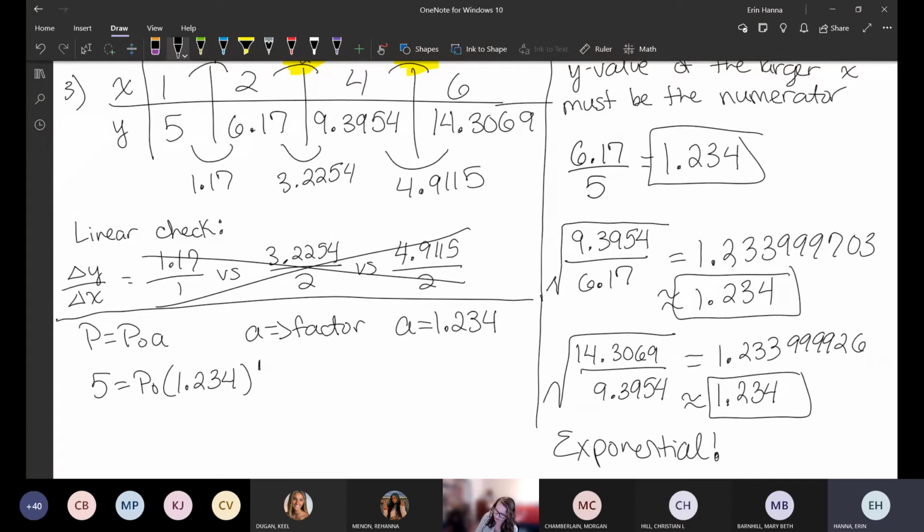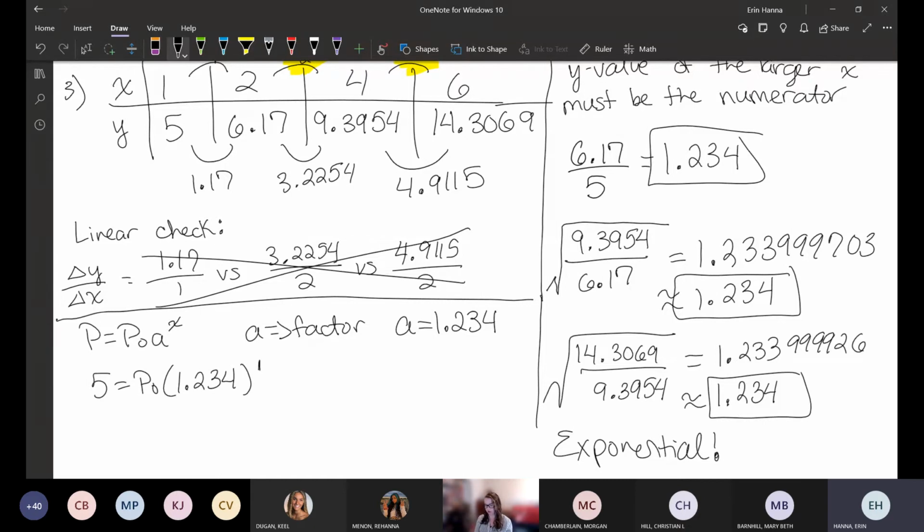And maybe I should have put an x here to make it super clear that, remember, within exponential, the variable that acts as the x is always the exponent. A lot of times it's a t value, but here I wrote an x, so I should have been careful about that. And then you can solve for P naught.